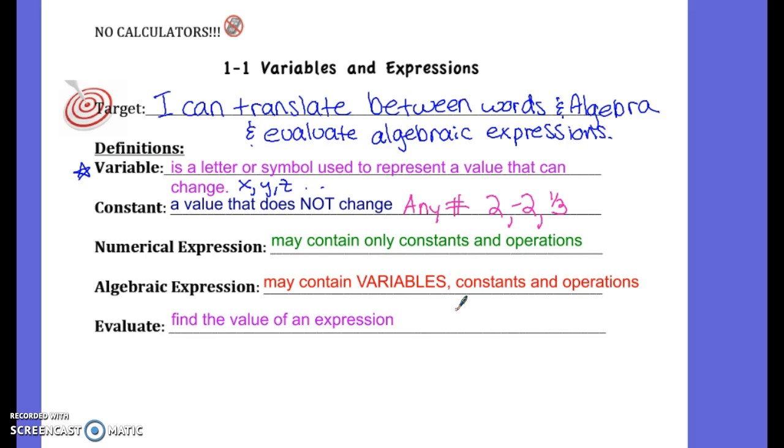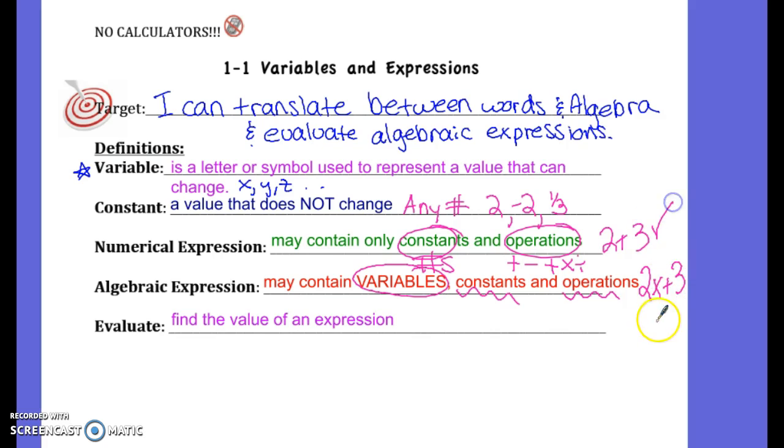A numerical expression contains constants, numbers, and operations. Operations are your plus, your minus, your times, your division. So an example of that might be 2 plus 3. Where an algebraic expression, now that you're in algebra, has variables, constants, and operations. So now instead of 2 plus 3, maybe you have 2x plus 3. This is a numeric expression. This is an algebraic expression. To evaluate is when you find the value of an expression. So if you had 2 plus 3 and I said evaluate, you would get 5.